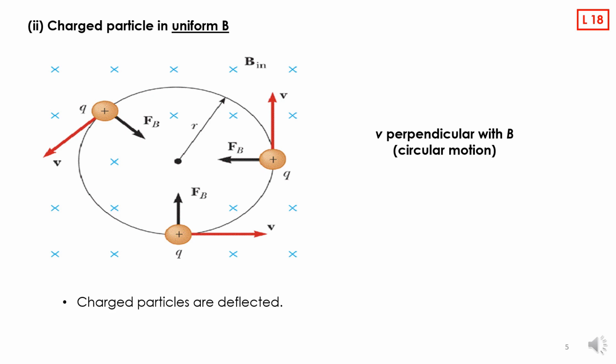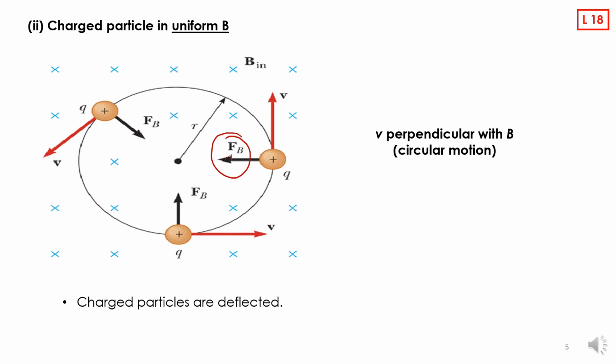What about a charged particle in a uniform magnetic field? In this example, we have a positively charged particle that is moving in circular motion. This is the result when the positively charged particle, which is a proton, has its velocity perpendicular to the direction of the magnetic field. We can determine the direction of the magnetic force by using Fleming's left-hand rule or palm rule, and consequently this magnetic force will be pulling the charge in this direction.